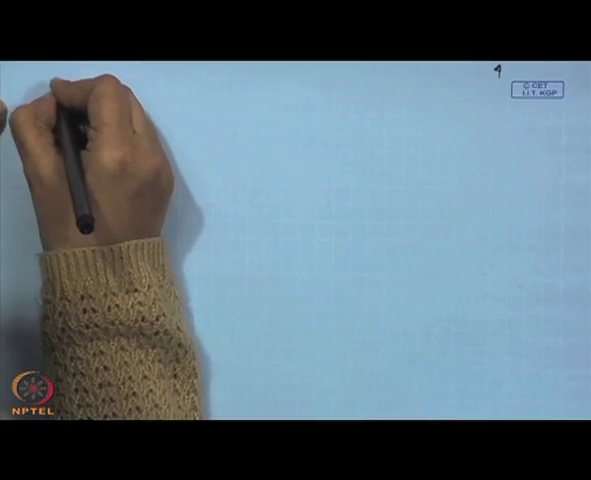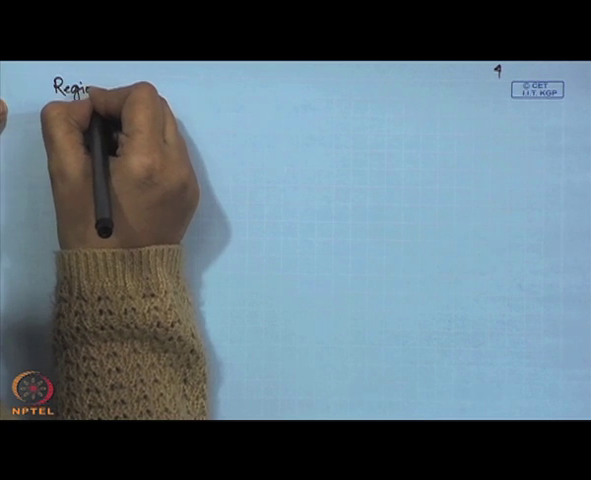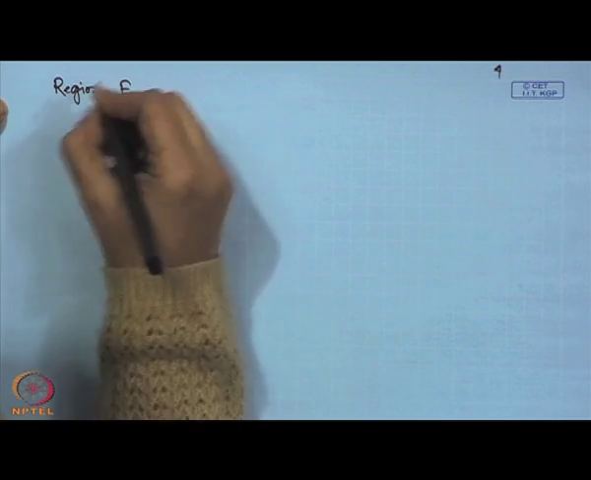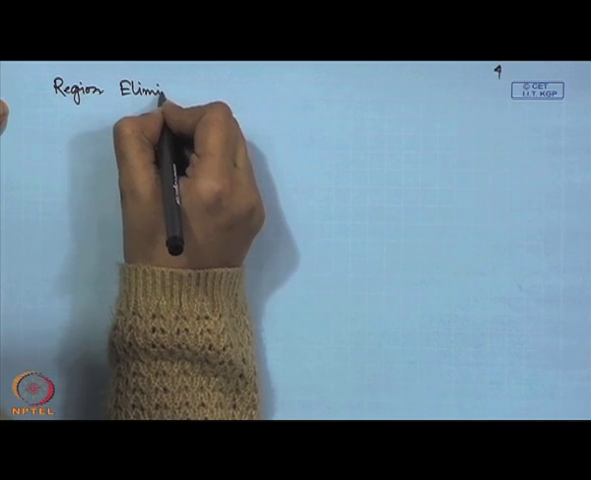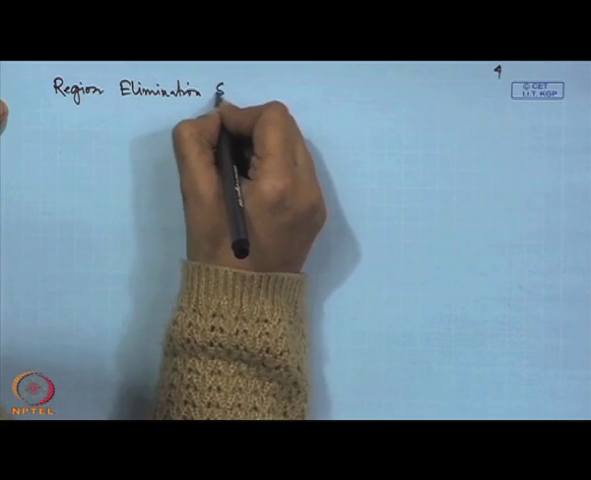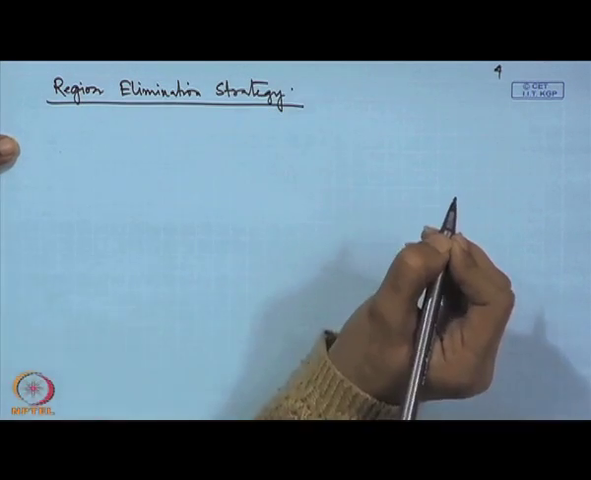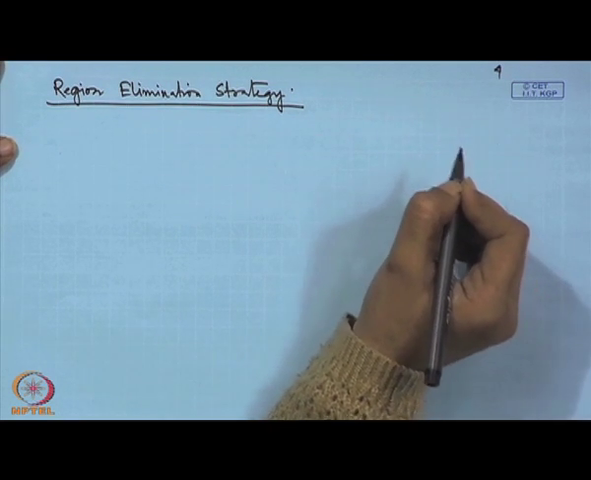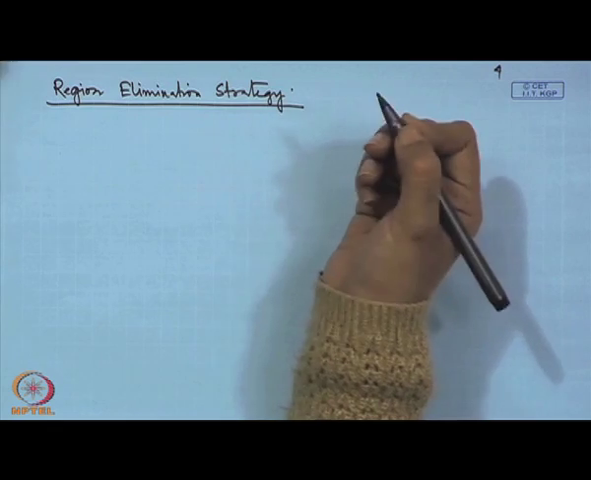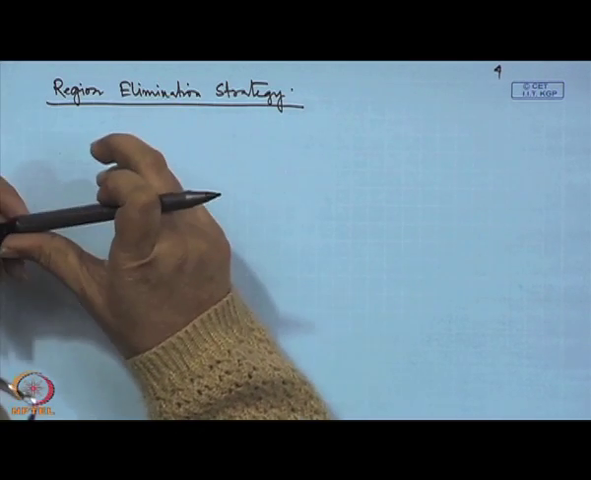Now, I am moving to the next. What is the region elimination strategy we are adopting for the region elimination technique? That is the part I am discussing now. That is the region elimination strategy we will adopt in general for any region elimination technique which are listed in my previous slide. The region elimination strategy is mostly based on the assumption that the function is unimodal in the given range.